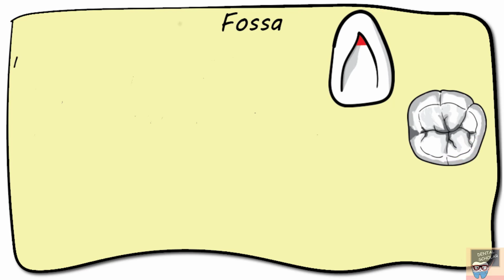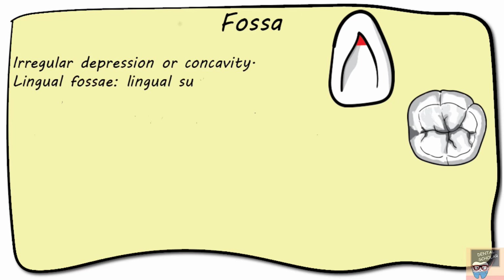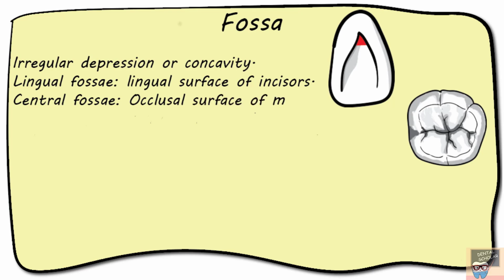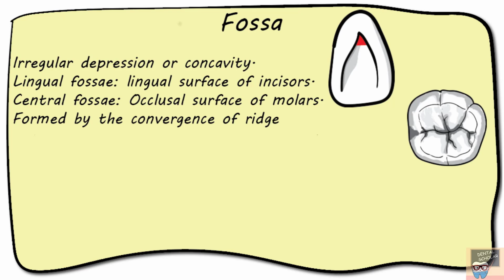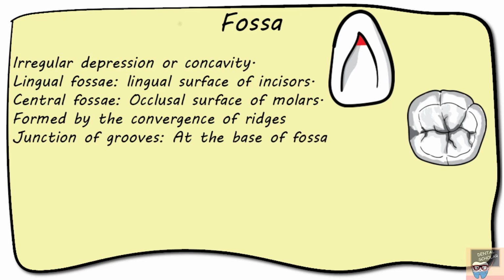So fossa is an irregular depression or concavity that is seen on the crown or root. For example, lingual fossa is seen on the lingual surface of incisors and canines, whereas central fossa is seen on the occlusal surface of molars. A fossa is formed by the convergence of ridges, and a junction of grooves may be seen at the base of fossa. So when you look at the fossa, at its base, a junction of grooves may be seen.